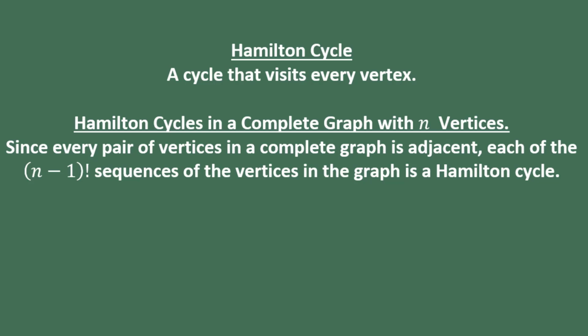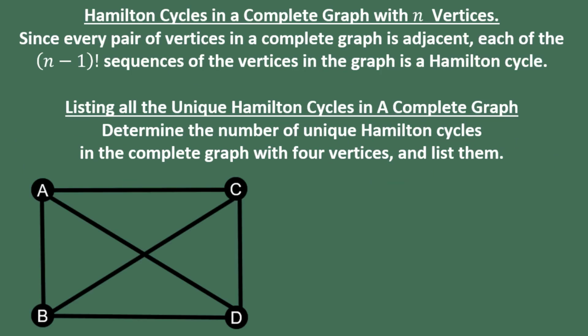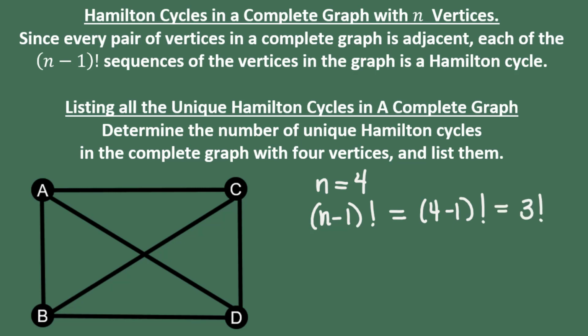Since every pair of vertices in a complete graph is adjacent, each of the sequences of vertices in the graph is a Hamilton cycle, and there are (n-1) factorial of these sequences. Let's determine the number of distinct Hamilton cycles in this unweighted graph. In this case, the number of vertices is 4, so we know that there are going to be (n-1) factorial, or (4-1) factorial number of Hamilton cycles. This would be 3 factorial.